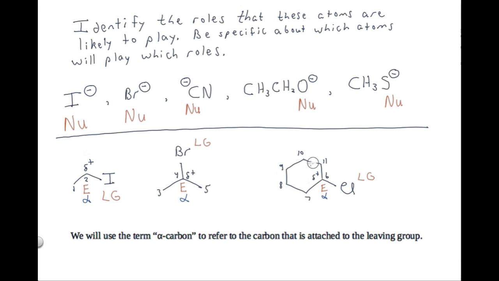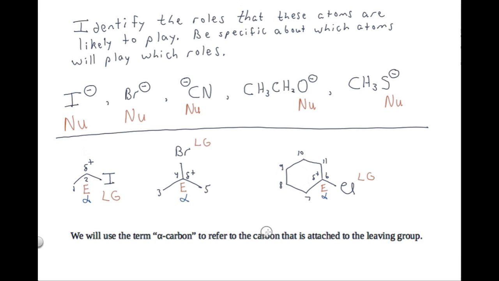So also that tells us, is this an alpha carbon? Well, we are not going to call this an alpha carbon because it's not attached to a leaving group. We won't call this an alpha carbon. Is this an alpha carbon? We will not be calling this an alpha carbon because this is not attached to a leaving group. So that's the useful definition of the term alpha carbon for this topic.